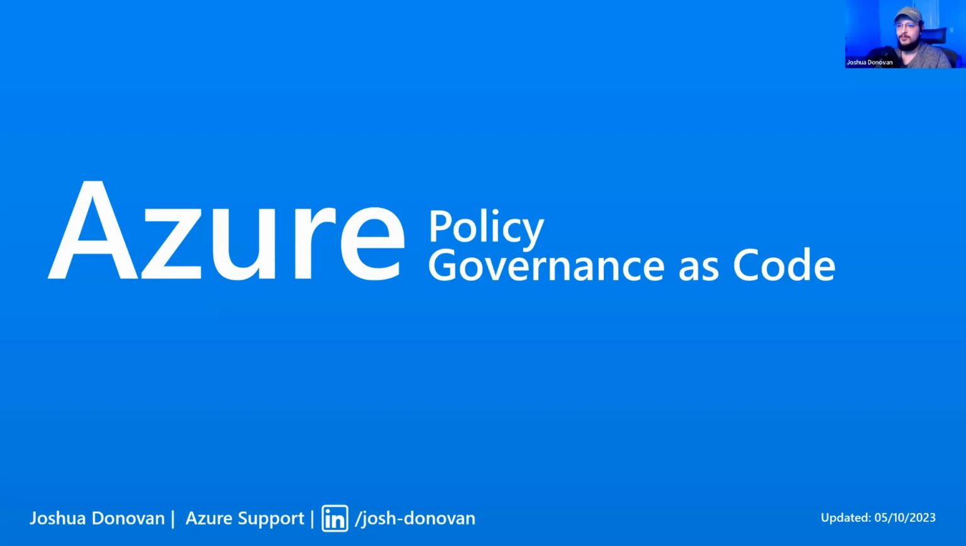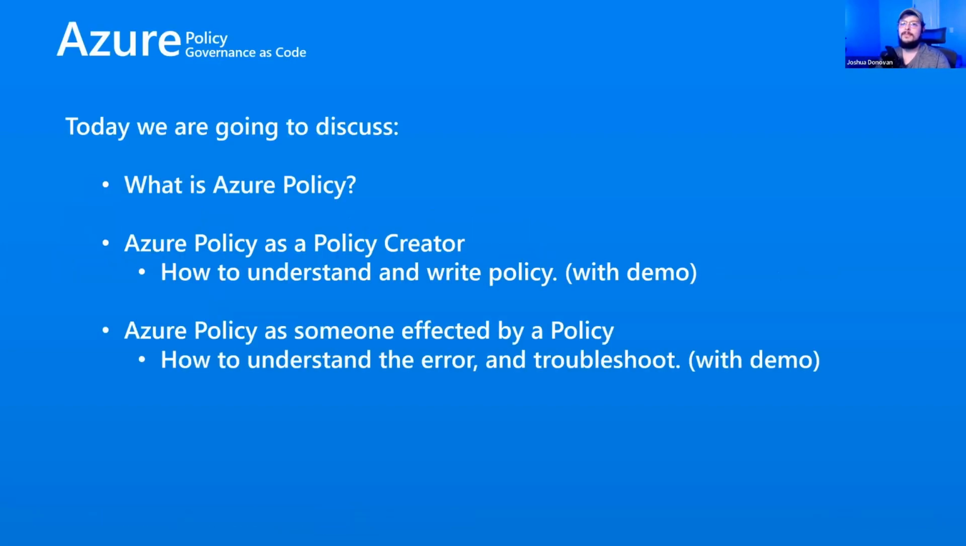But as we get into it, we are going to be talking on Azure Policy. So what Azure Policy is and all of that fun stuff. So let's go ahead. Today we have what is Azure Policy. We're going to go over a quick overview of what it is and what you can do with it. We're also going to look at it from two different perspectives, because these are the two perspectives I see most often. One perspective is as the policy creator, so how to understand and write policy. We'll also be going through a demo on that. And then also, just as common, how to approach Azure Policy as someone who's been affected by somebody else's policy. So how to understand the error that you get and how to troubleshoot and then get past it.